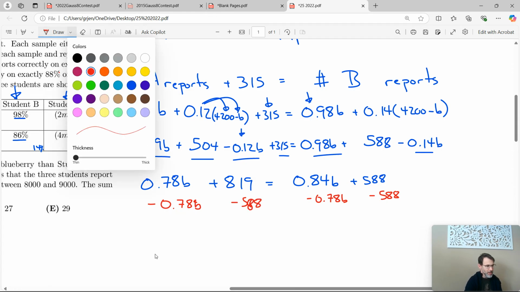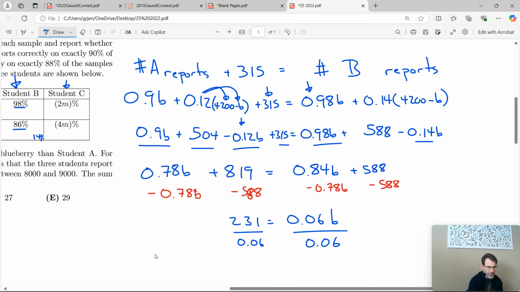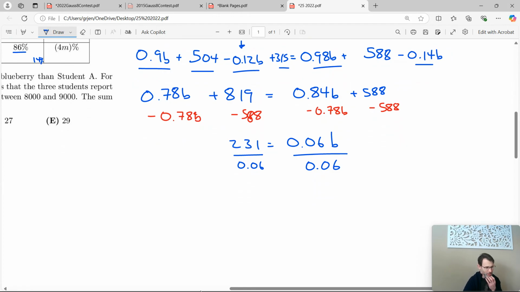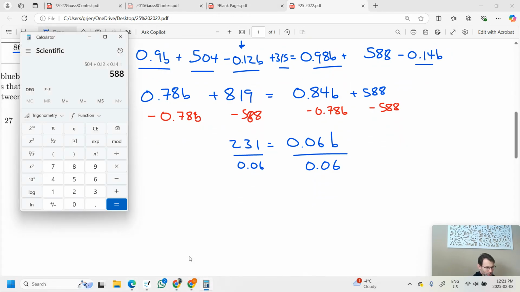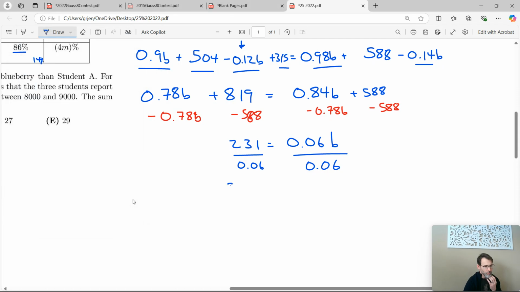588 on both sides, and then we get the next line, which is 231 is equal to 0.06b, and we divide both sides by 0.06. And we find that's, what is that off the top of your head? I've done this on a calculator before, but let's just make sure I'm right. 231 divided by 0.06 is equal to 3850 equals blueberry. Okay, so now we know how many blueberry samples there are containing.